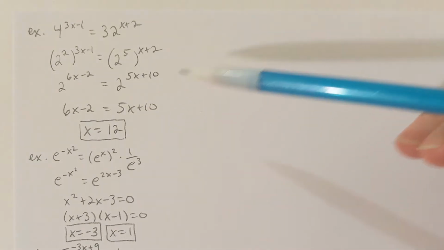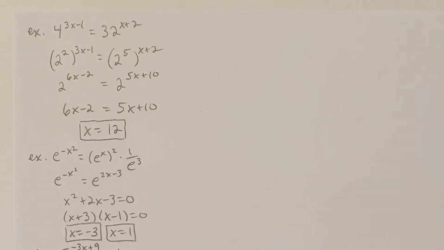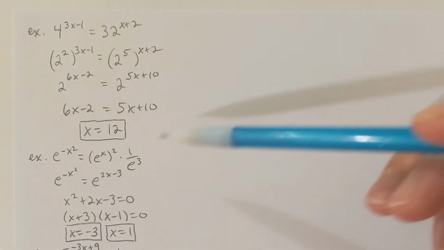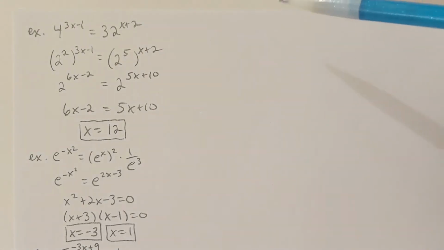Bases are the same. So 6x minus 2 equals 5x plus 10. Subtract 5x, add 2, x is 12. 12 should be the right answer.